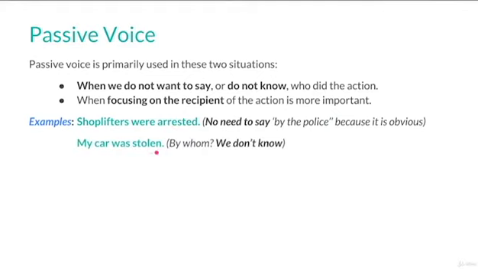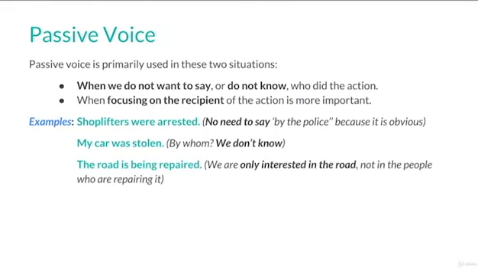My car was stolen. In this case, we don't know who stole the car. So this is also an example of the first situation. We do not know who did the action. Now let's look at an example of the second situation in which we have to use the passive voice. Here's our sentence. The road is being repaired. Notice that in this sentence, we're only focusing on the recipient of the action. We're only interested in the road. We don't really care about the people who are repairing it.